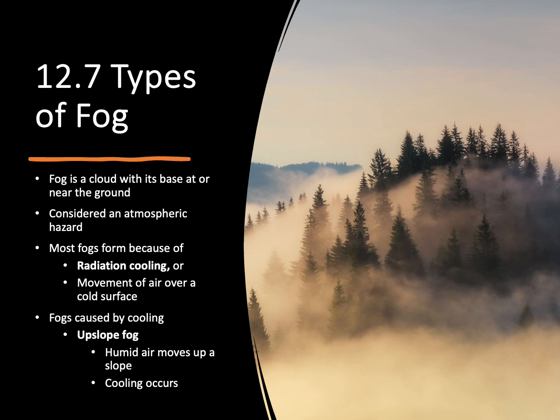So one of the types of fog that can form is called upslope fog. And this happens when we have a slope, kind of like a hill that we see in this image. When we have humid air, or air that's holding a lot of water vapor, and it moves up the slope, as it increases its elevation, it's going to cool down, causing that upslope fog to form.